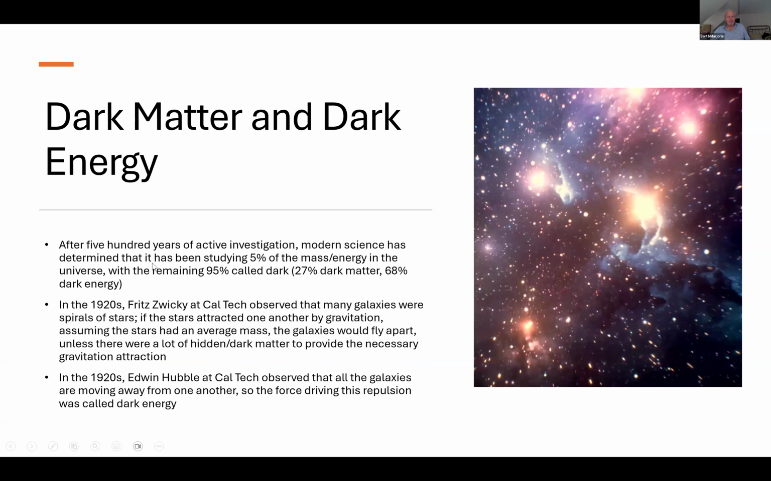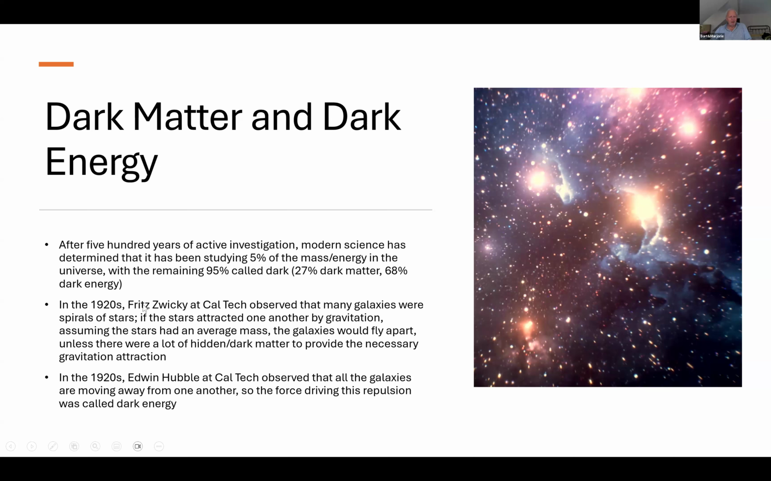Basically, what got missed was what's called dark matter and dark energy. And this is not a minor miss. After 500 years of active investigation, starting with people like Galileo, Tycho Brahe, Copernicus, and building better and better telescopes, it's determined that modern science has been studying 5% of the mass and energy in the universe, the remaining 95% called dark. 27% is called dark matter, and 68% is called dark energy. So let's look at each of these in turn.